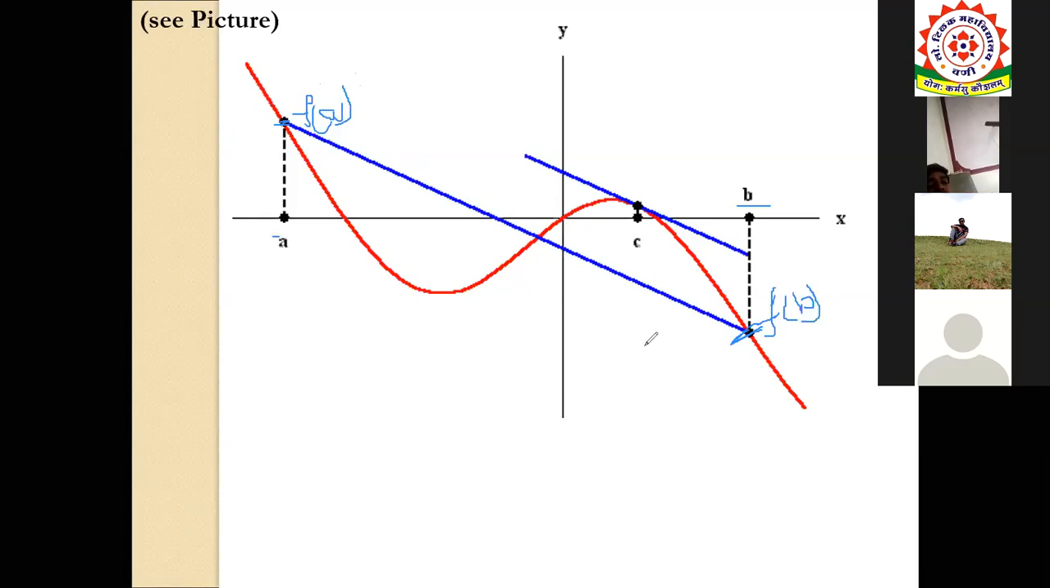Okay, f of a, f of b. Then the theorem said that there exists a point whose slope, whose derivative, is equal to f of b minus f of a upon b minus a. That is simply, this slope is parallel to the derivative at c. Okay, so simply these two lines are parallel to each other.